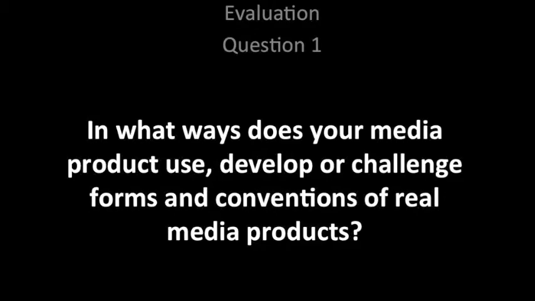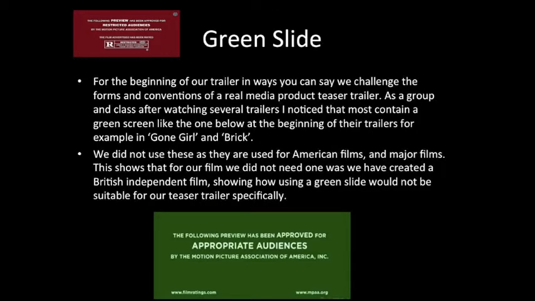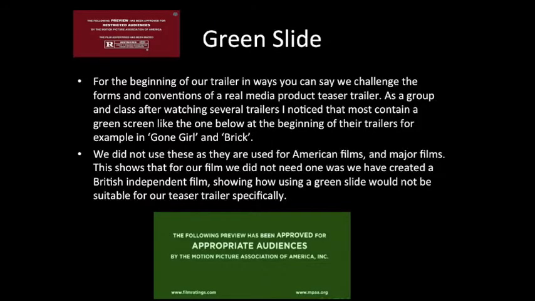Evaluation question 1. In what ways does your media product use, develop or challenge forms and conventions of real media products? For the beginning of our trailer, in ways you can see, we challenge the forms and conventions of a real media product teaser trailer. As a group and class, after watching several trailers, I noticed that most contain a green screen like the one below at the beginning of their trailers, for example in Gone Girl and Brick. We did not use these as they are used for American films and major films.